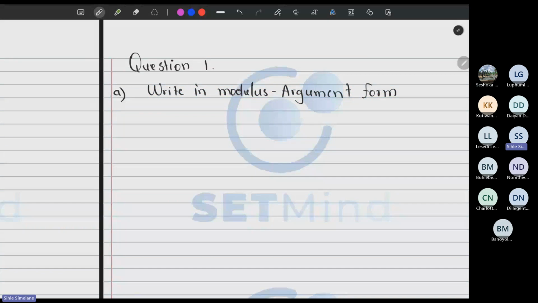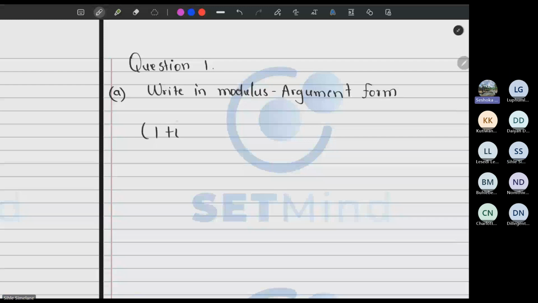So what we were given was, in brackets, 1 plus i to the power of what? We're given 1 plus i first, and they said we should write in modulus argument form. 1 plus i to the power 10. 10. Okay.